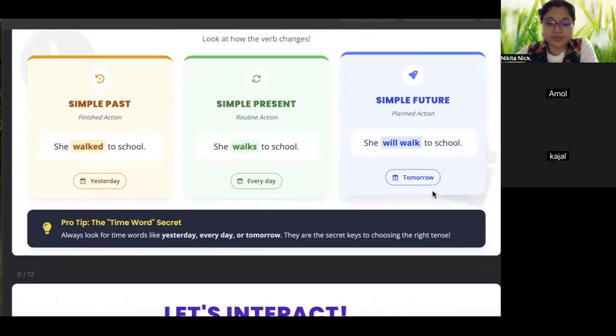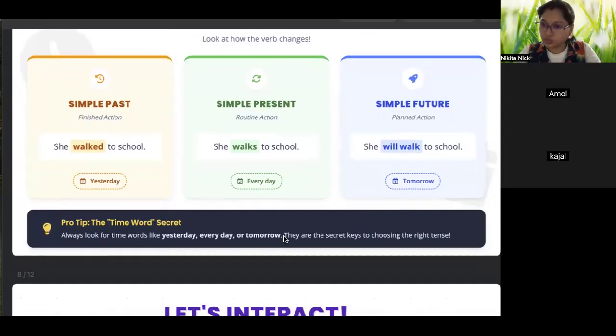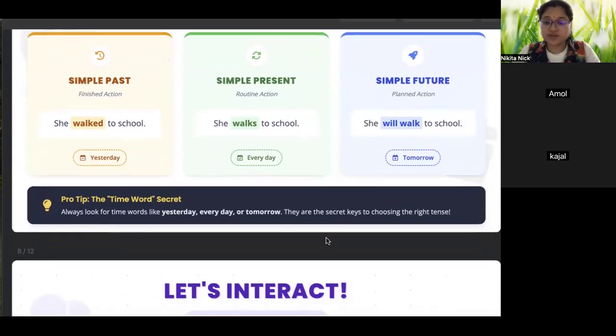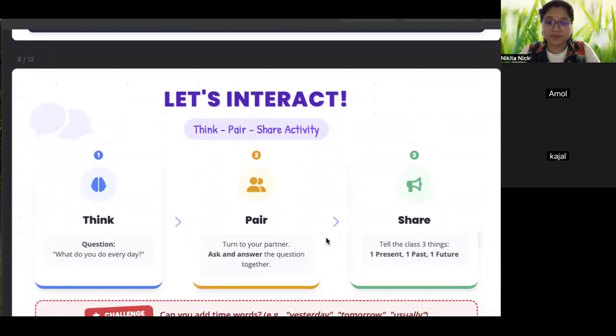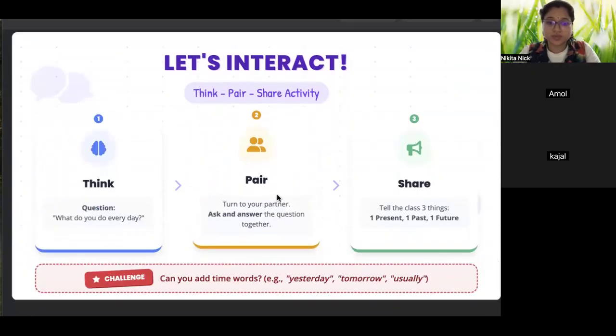Okay, fine. So let's see the pro tip, time word secret. Always look for the time words like yesterday, every day, or tomorrow. These are the secret keys to choosing the right tense. Fine? Okay.